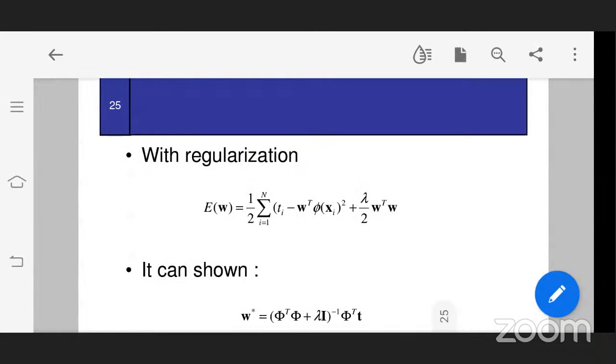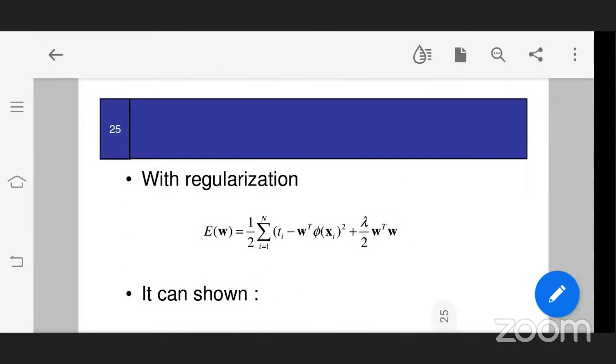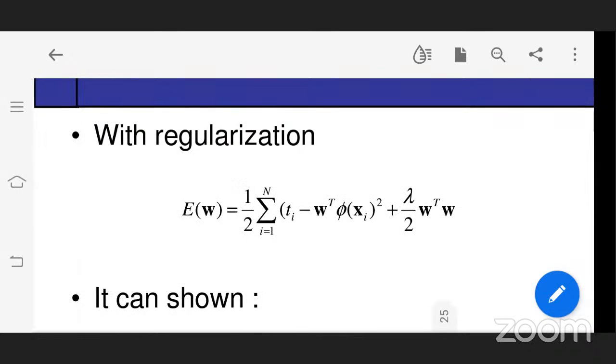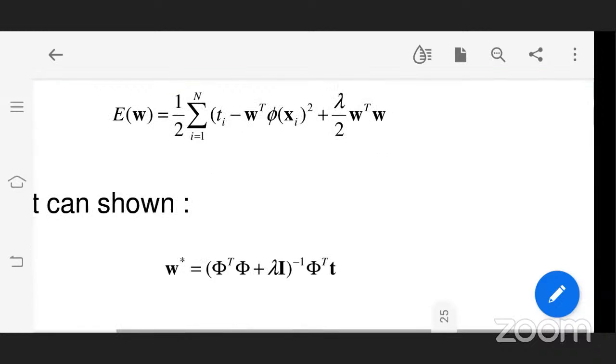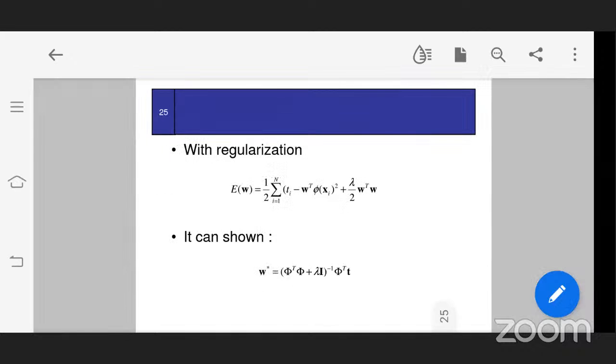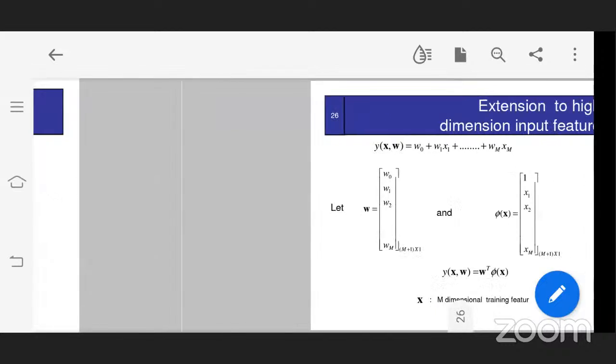Now the last part is the regularization part. As I said, we'll add this plus constant lambda by 2 w transpose w and repeat the same thing. And what you will see is that there will be a plus lambda I, where I is the identity matrix, that comes in over here.